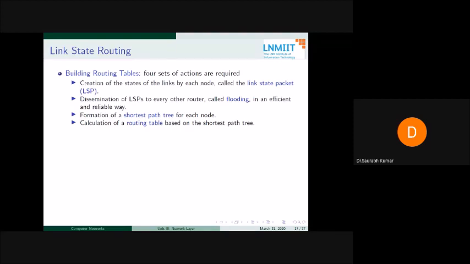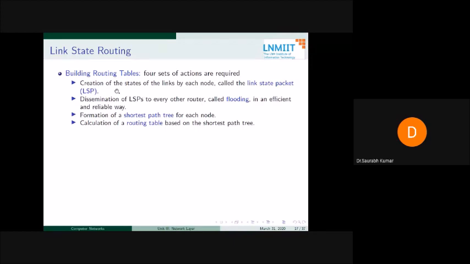So flooding is a kind of multicasting, but I would not call it multicasting here, because you are sending each and every LSP to different routers on different links. You are not using the same channel to send a particular packet, because in multicasting you are using the same channel to send the packet to each and every host or set of hosts.